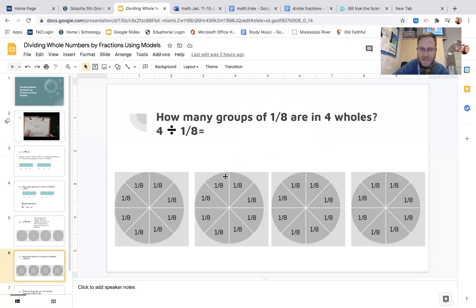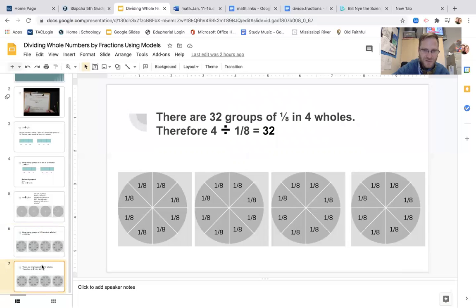So 8 plus 8 is 16. And these two would be 16. 16 plus 16 is 32. So therefore, there are 32 groups of 1/8 in 4 wholes. And therefore, 4 divided into groups of 1/8 is going to get you 32 groups.